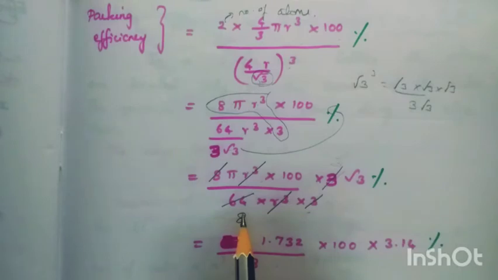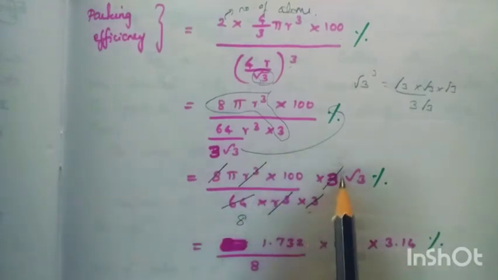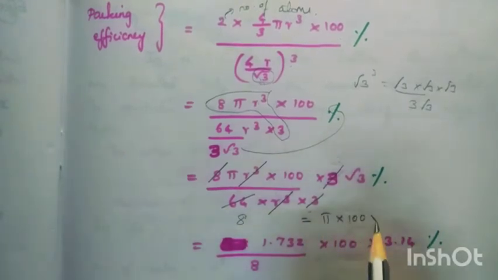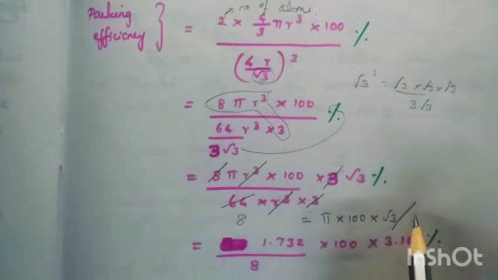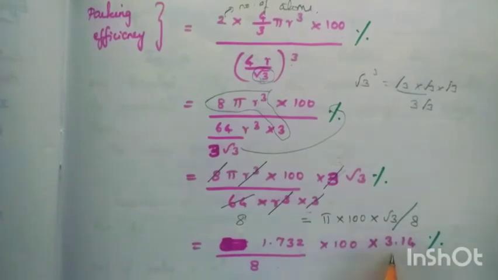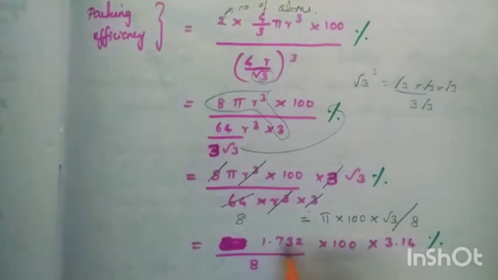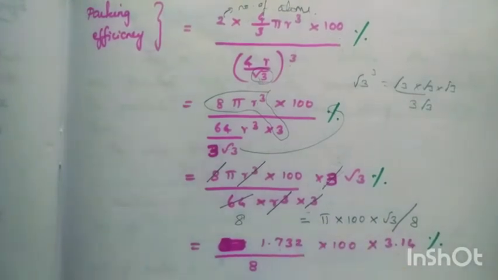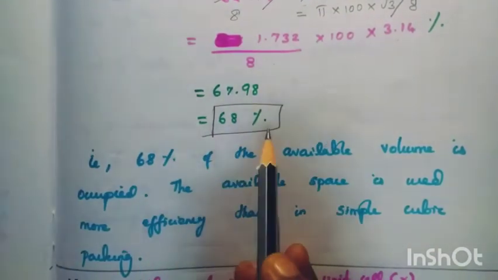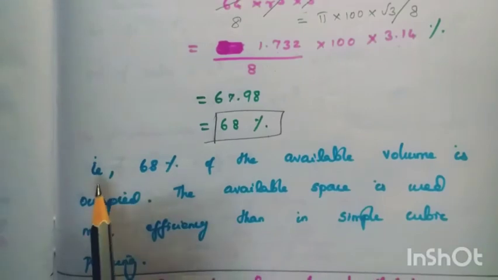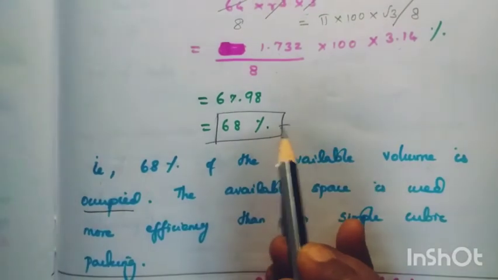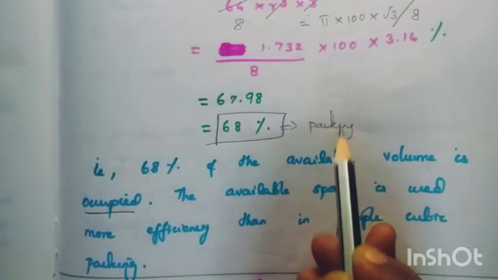8 8s are 64. Now r cube cancels, 3 and 3 cancel. What is remaining here is pi into 100 into root 3 by 8. So the value of root 3 is 1.732, pi value is 3.14, divided by 8. Multiplying all these values we get 67.98, which is nearly 68%. That is, 68% of the available volume is occupied. This is packed. This is the packing efficiency.